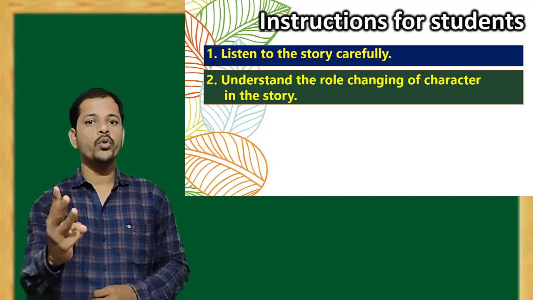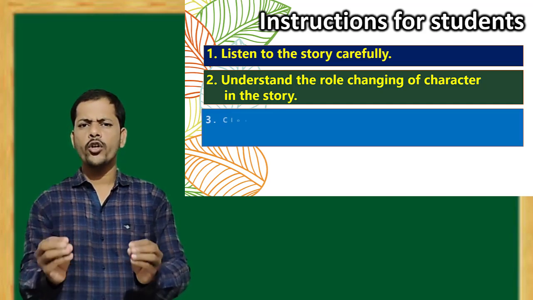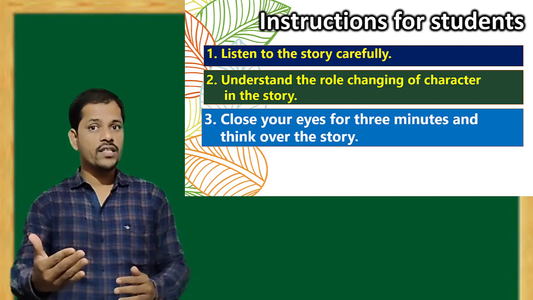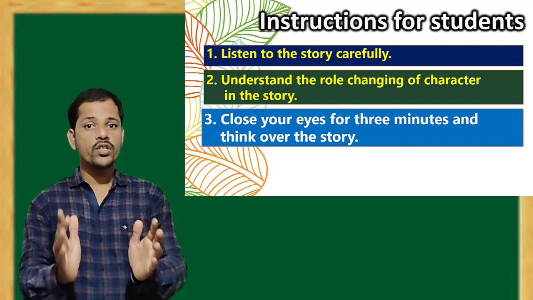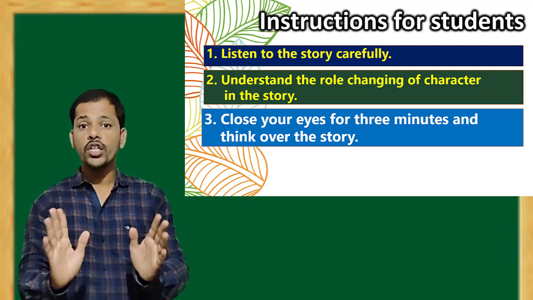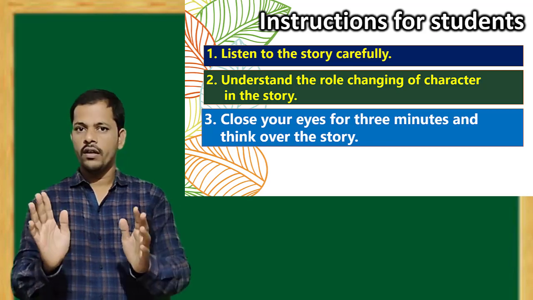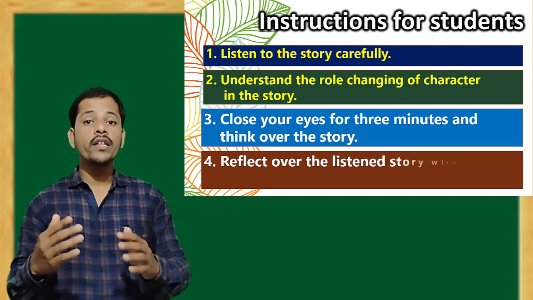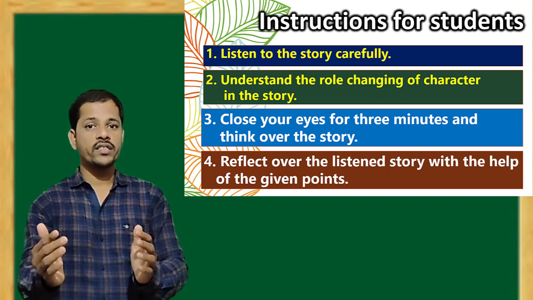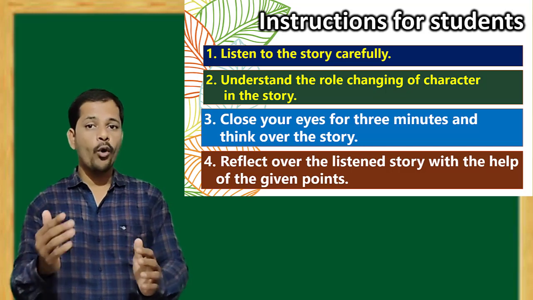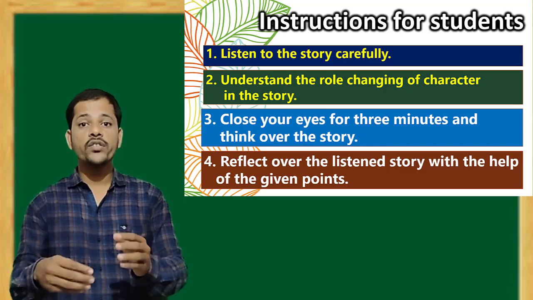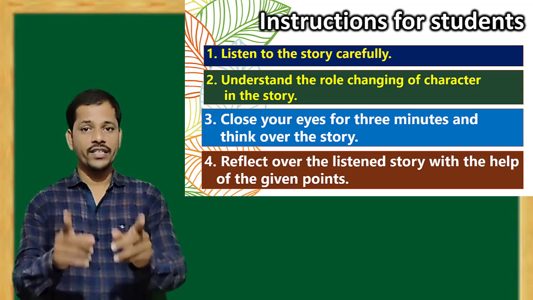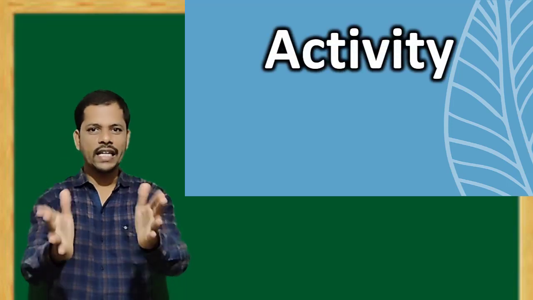Third instruction to you, close your eyes for 2 or 3 minutes and think over the story. It means after listening. Now I am going to tell you this story, but after listening you are going to think over it. Close your eyes and think. Last instruction for you, instruction number 4, that is reflect over the listened story. Okay, I will give you some points, and with the help of the given points you are going to express your personal opinions, and for that you should listen to this story attentively. So are you ready? Let's start this activity.